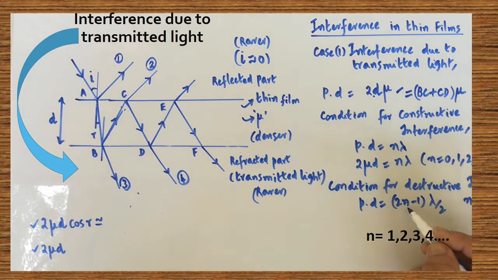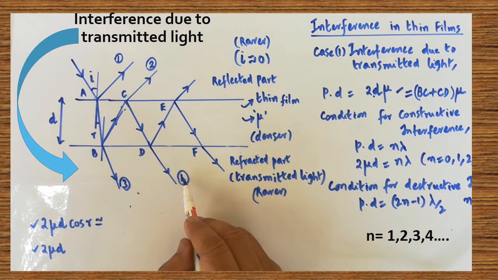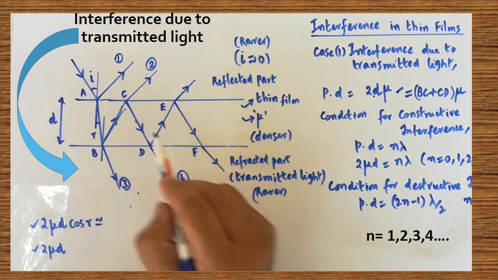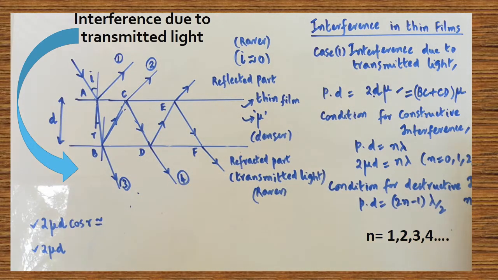If you substitute 2 here, that one becomes 3 lambda by 2. So in between the third ray and fourth ray, if the interference occurs, if the path difference is 3 lambda by 2, it means the second dark fringe can be observed. Like that we can list out the condition for all the bright fringes and dark fringes.